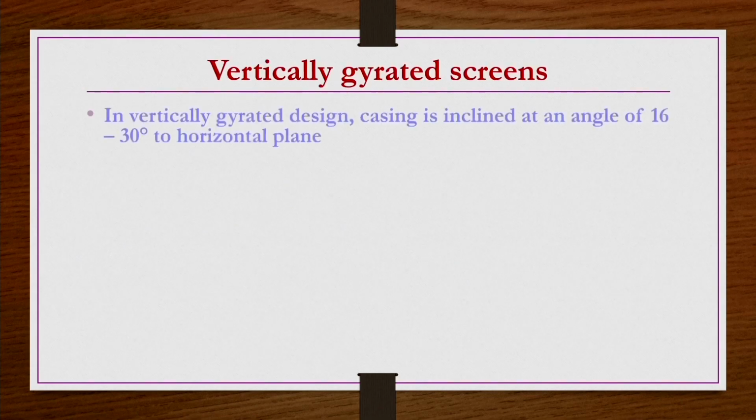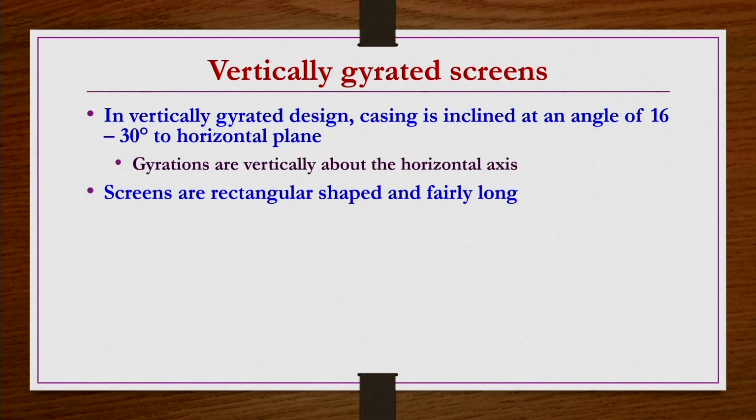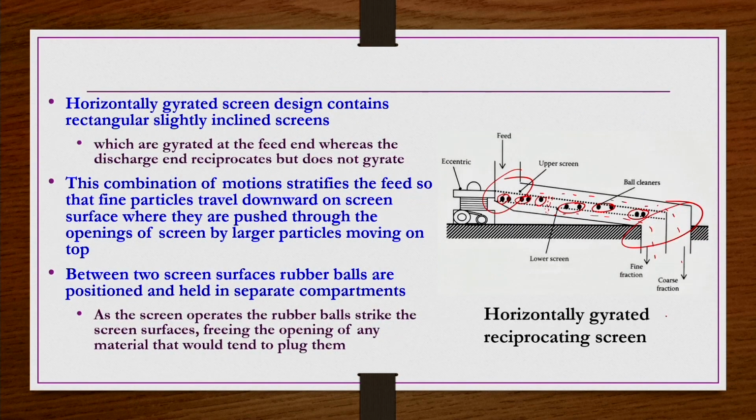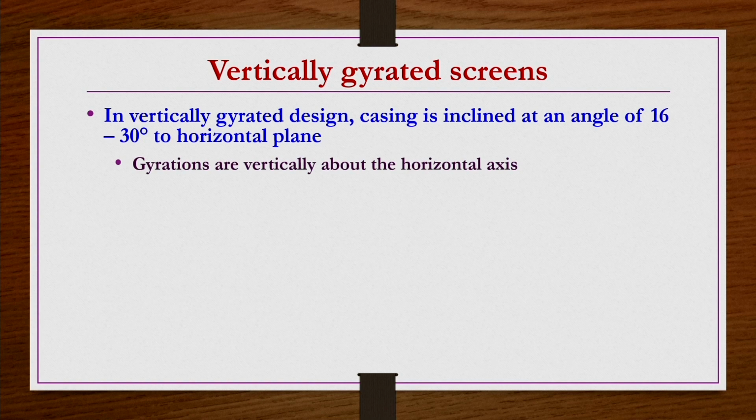Then vertically gyrated screens are also possible. They are designed such that the casing is inclined at an angle between 16 to 30 degrees to the horizontal plane. You cannot have more than 30 degrees. If you have more than 30 degrees inclination, the capacity would be very low, as well as the effectiveness would also be very low. So, here gyrations are vertical about the horizontal axis. The principle is quite similar to the horizontally gyrated reciprocating screen we have seen. The principle is the same here in vertically gyrated screens as well, but the only thing is that the casing is inclined at an angle of 16 to 30 degrees to the horizontal plane, and gyrations are vertical about the horizontal axis.